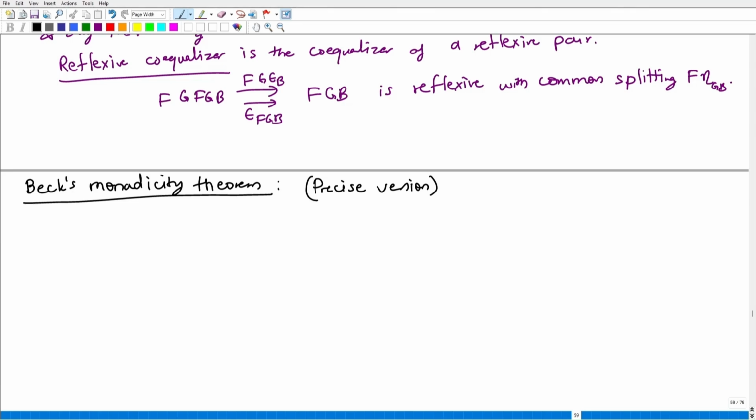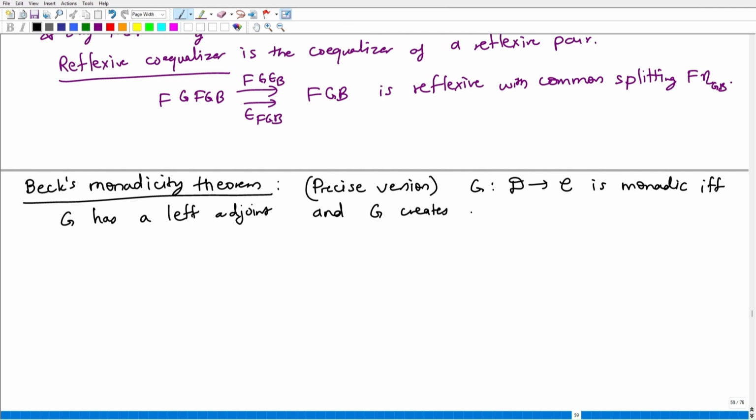So the precise version says that G from D to C is monadic if and only if, first of all, G must have a left adjoint, otherwise we can't even talk about a monad. Okay, so G has a left adjoint, and G creates coequalizers of G-split pairs.